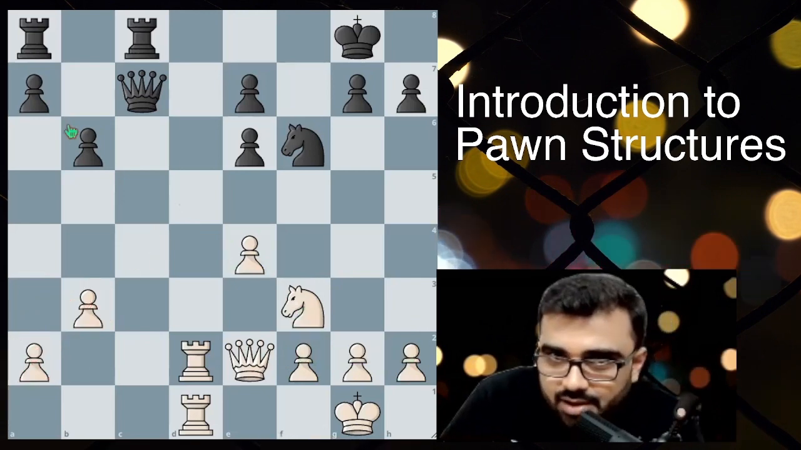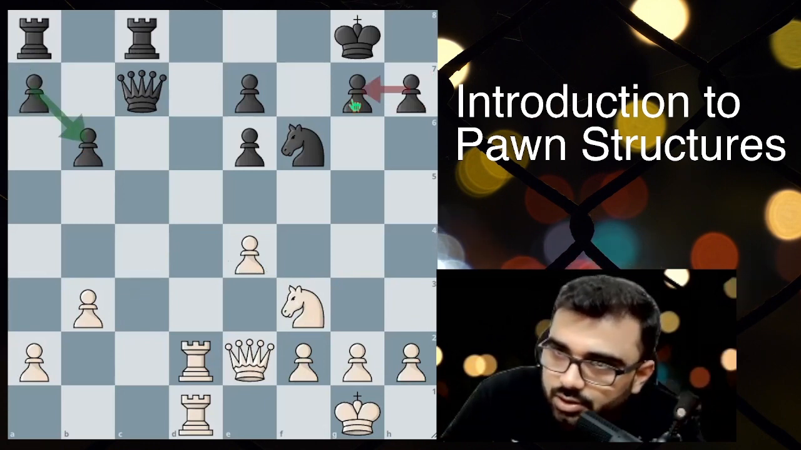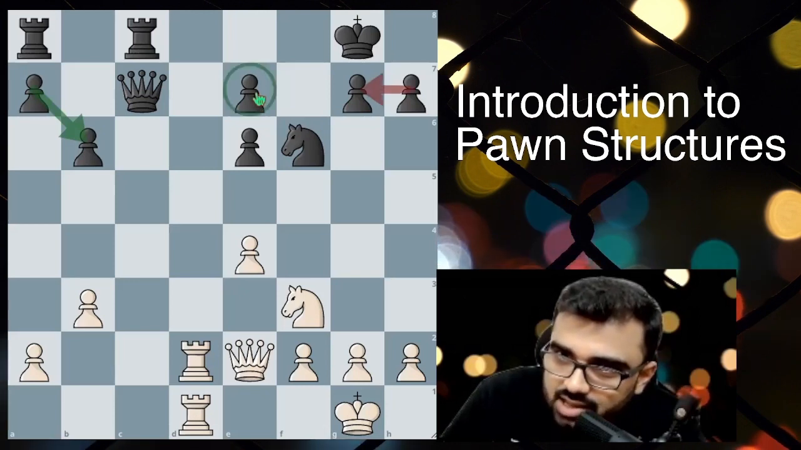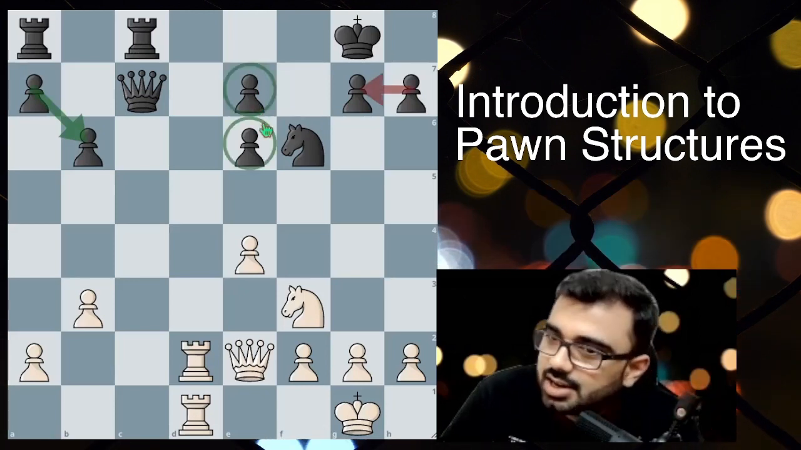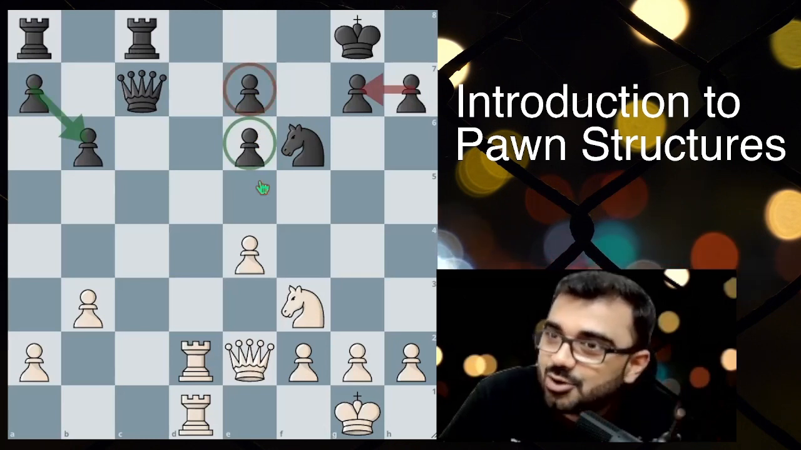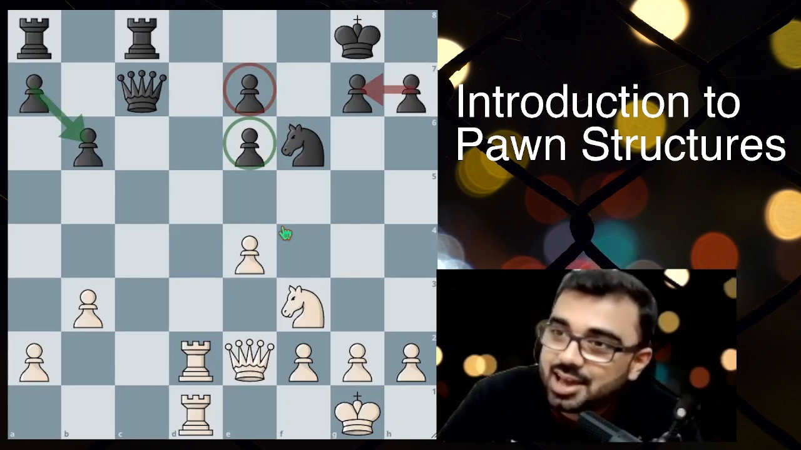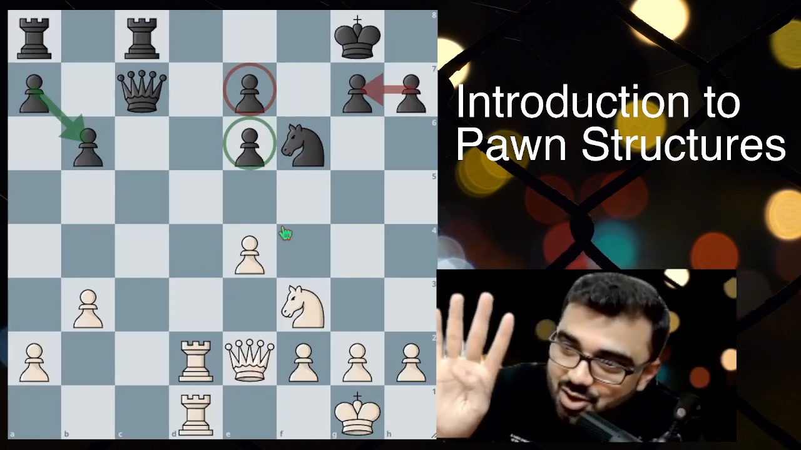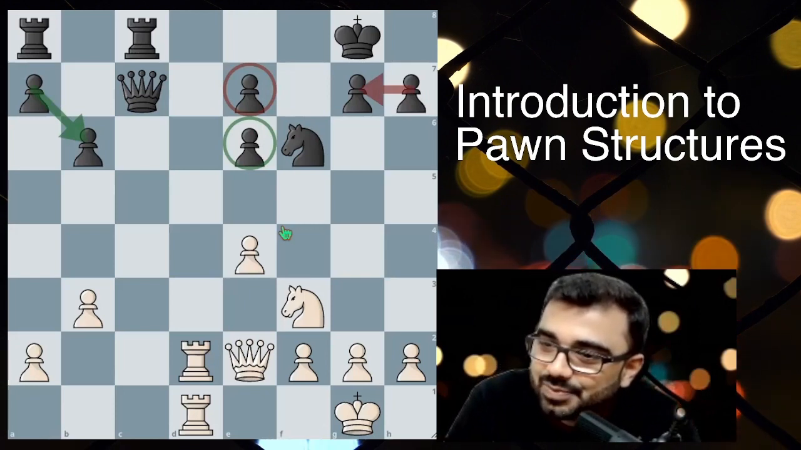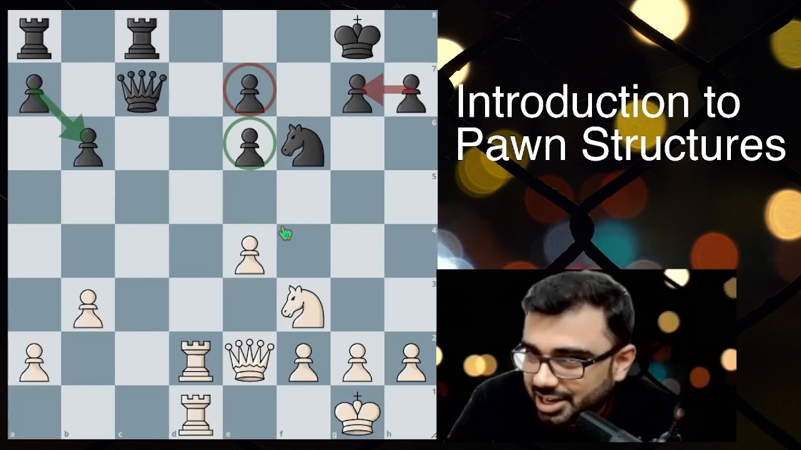In case of black, how many different chains for black? 1, 1, 2, 3. And should I consider these two guys in a chain? No. So 3 and 4. White has 2 chains, and black has how many chains? 4. So who has more weakness? Black. Kashish, is it clear to you?